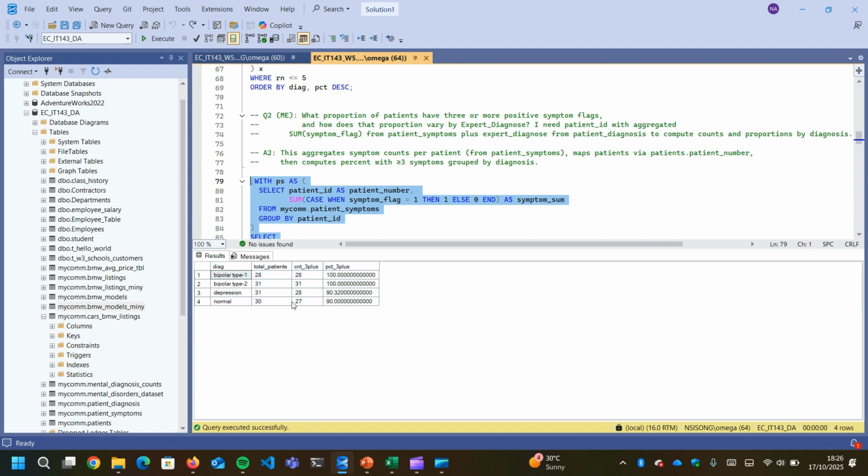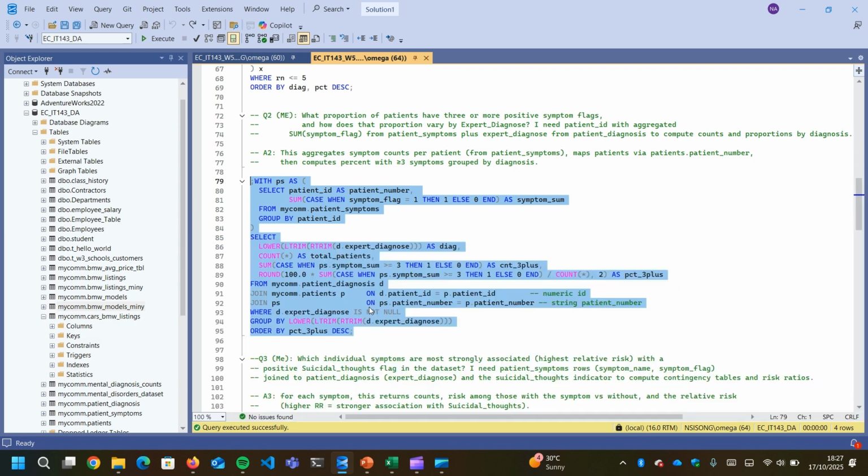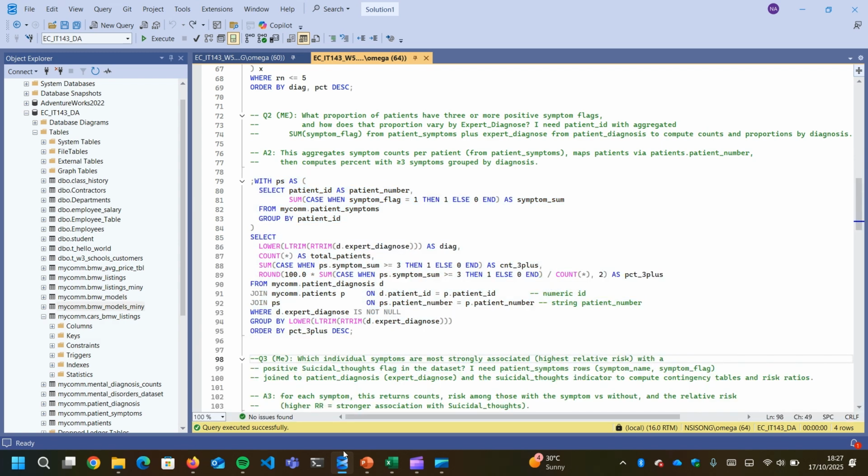So this is it. The percent score 3 plus column highlighted high burden cohorts likely needing more comprehensive assessment or referrals, which we can see here: bipolar type 1, bipolar type 2, the total patients. We've seen everything, depression and normal. So we're going to move over to the third question.